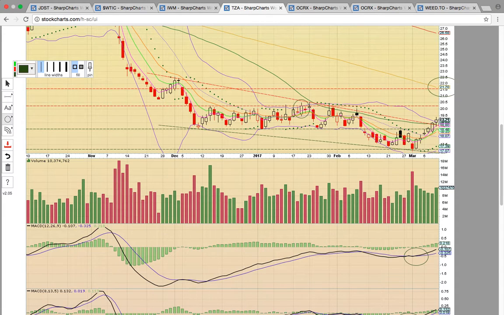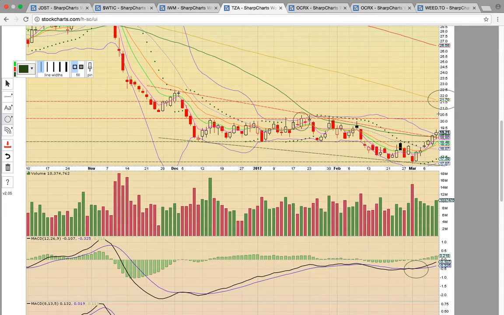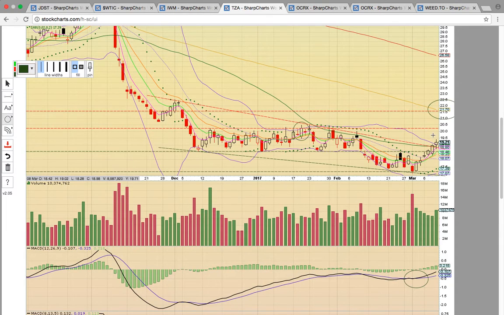The candle did close above the upper Bollinger Band. Many times the upper Bollinger Band is signaling the top of a run. So this could be a temporary top. You could see a pullback. On a pullback, you really want to see the 50-day simple moving average hold. If it gets back below that level, then it could consolidate again.